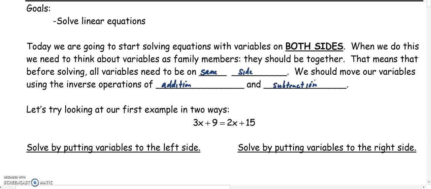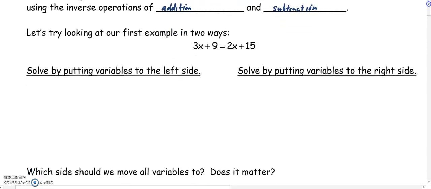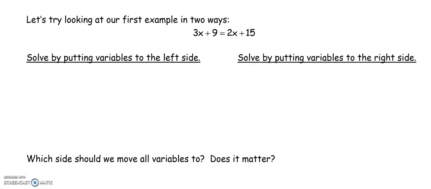So we're going to try this first example two ways to show what happens when we move the variable each direction. First we're going to solve by putting the variable on the left side. So I'm going to rewrite my equation, 3x plus 9 equals 2x plus 15. I want to get x on the left side where the 3x already is, so I need to move the 2x. Since 2x is positive, we're going to subtract 2x from both sides.